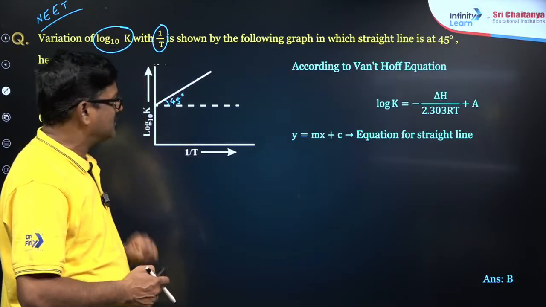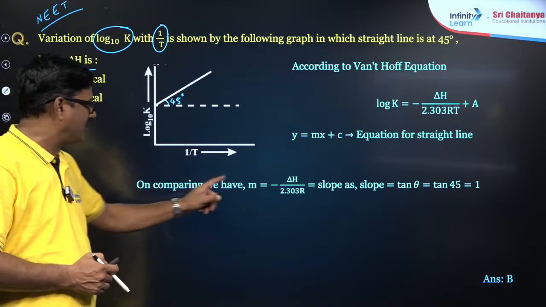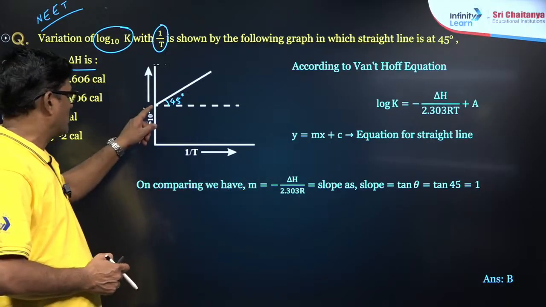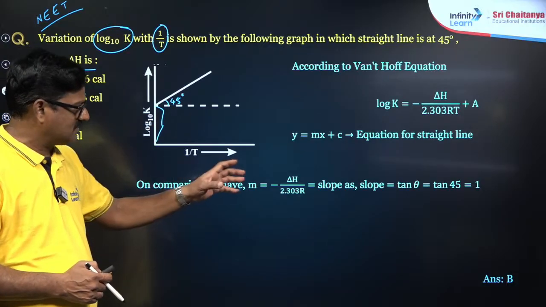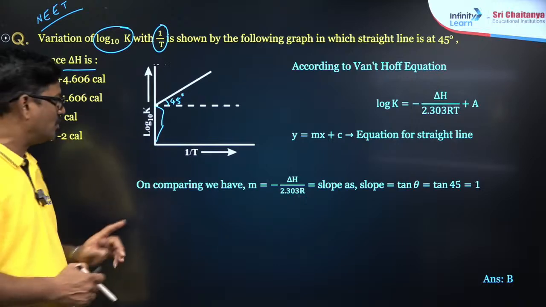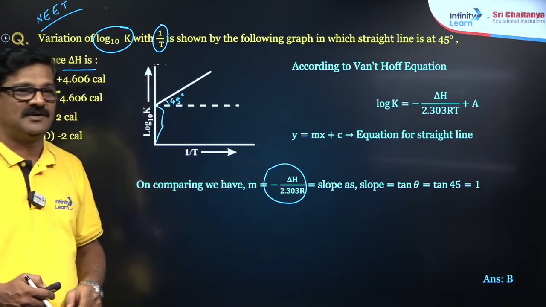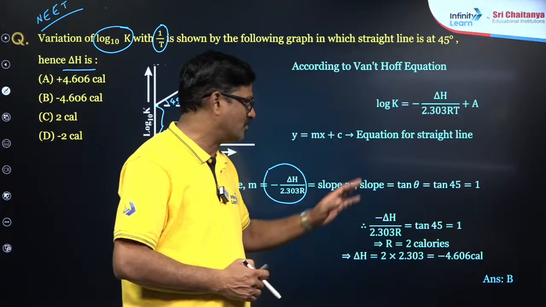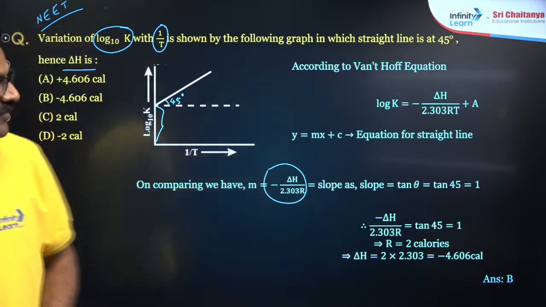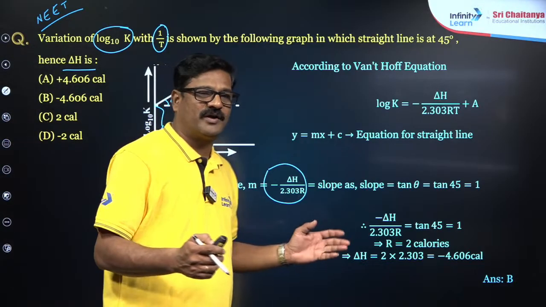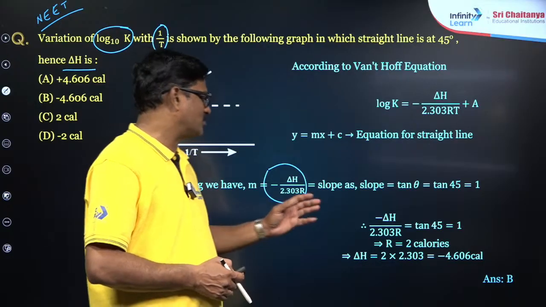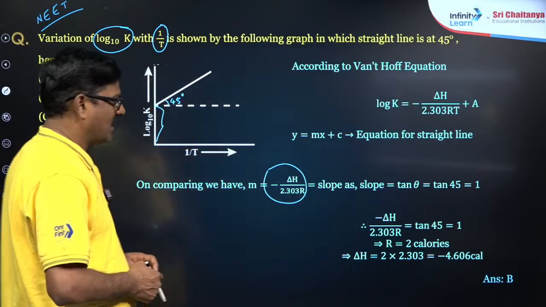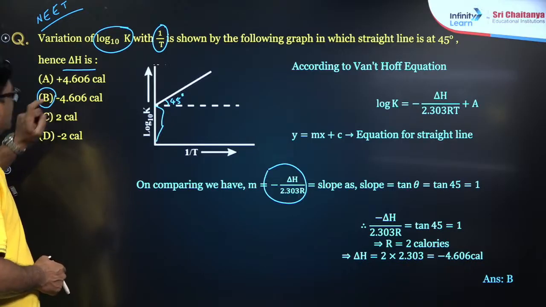Now, in this case, on comparing, we have m is equal to minus delta H by 2.303 R, that is the slope, and slope is tan theta; tan 45 is equal to 1. So you equate this to 1. Minus delta H upon 2.303 R is equal to tan 45, whose value is 1. R is 1.98 calories, so delta H is minus 4.606 calories. So it is going to be answer B.